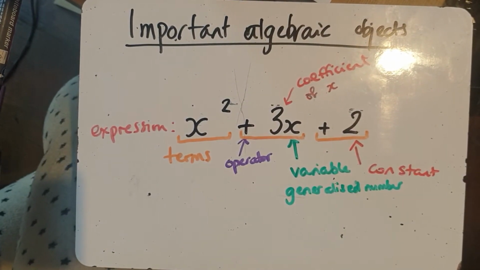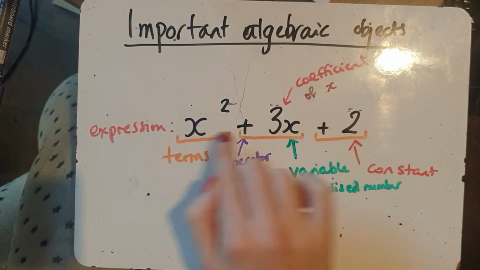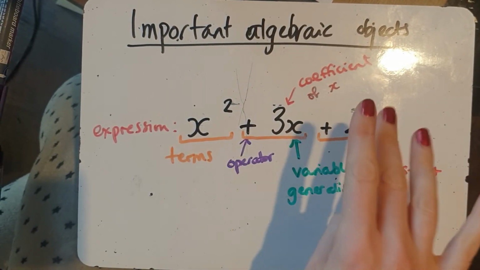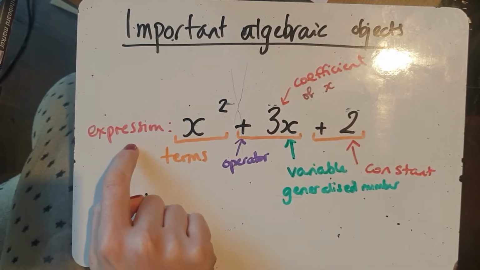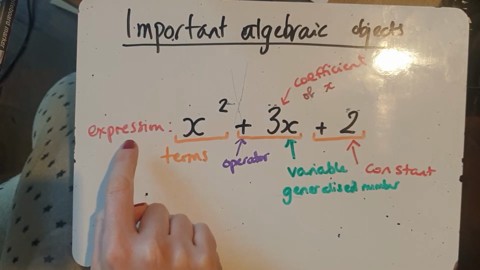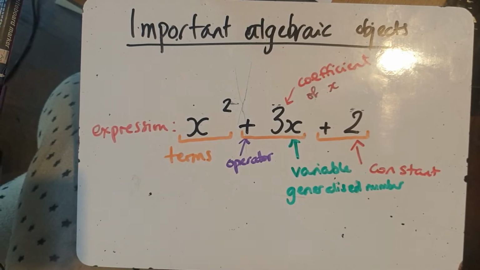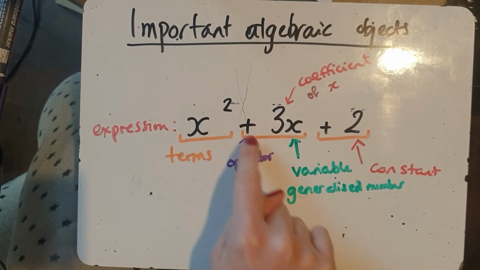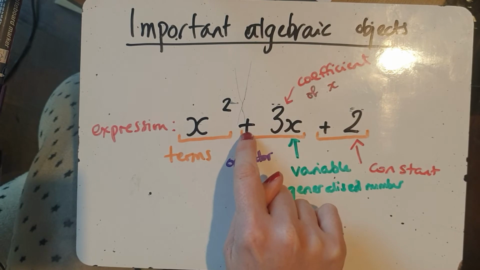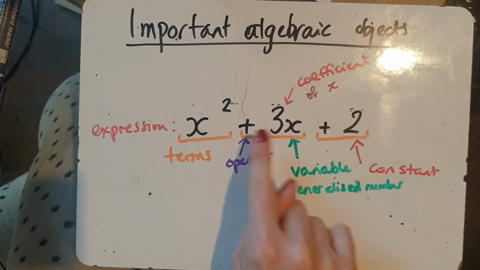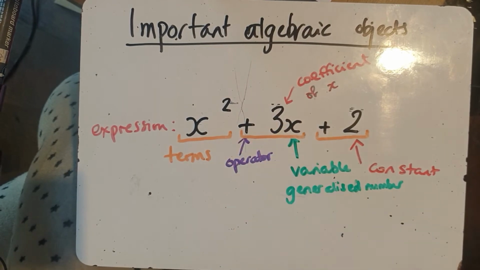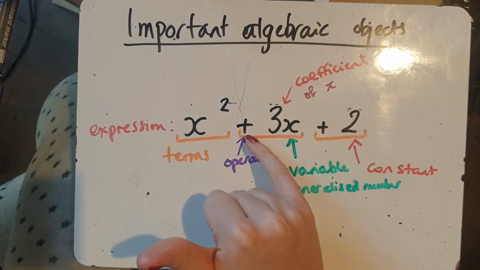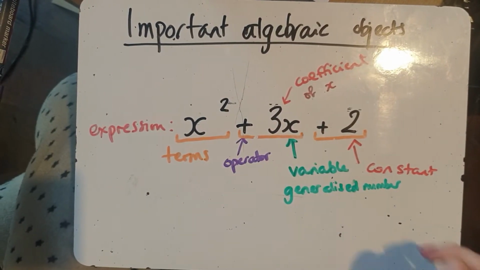So overall, even though it was just one object in the first place, there's loads of different algebraic objects. The whole thing is an expression. That is important. It is different to an equation. We'll talk about why in a minute. The terms are the different parts of the expression, and if it's a plus or a minus sign in front of the term, that is attached to it because it tells us if it's a positive term or a negative term. The addition signs are operators.